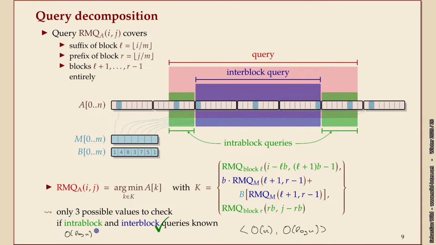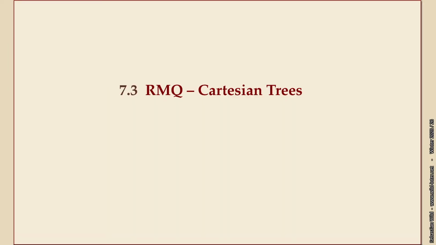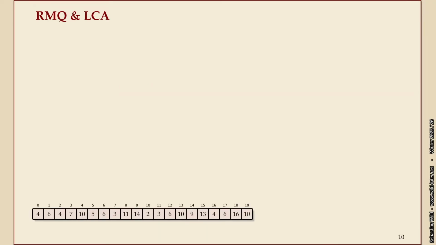That gives us a linear pre-processing time, logarithmic query time solution. Probably a reasonable compromise in practice, but you can do better. And for showing you how you can do better, we need to work out what the combinatorial structure of this range min query problem is.